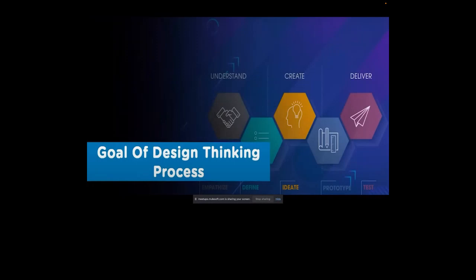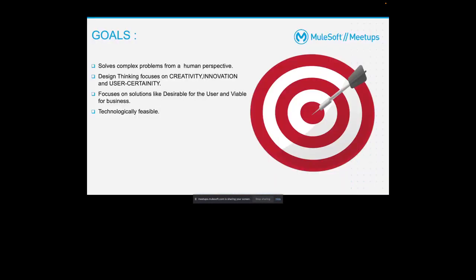So now the goals of design thinking would be to solve complex problems from a human perspective. It also focuses on creativity and innovation. So your mindset should be that it should be creative, it should be innovative, and it should be user certainty. User certainty means that my users will like it.